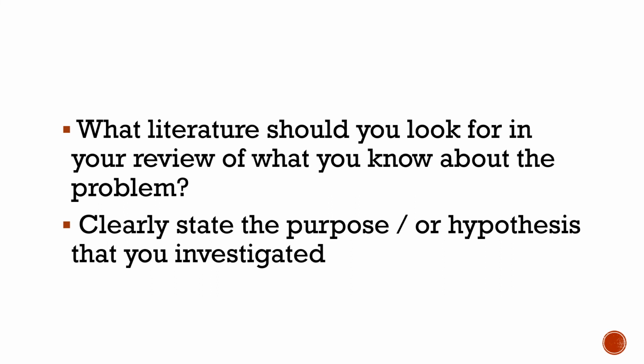Number three is, what literature should you look for in your review of what you know about the problem? Focus your efforts on the primary research journals, the journals that publish original research articles. Although you may read some general background references such as encyclopedias, textbooks, lab manuals, style manuals, etc. to get yourself acquainted with the subject area, do not cite these because they contain information that is considered fundamental or common knowledge within the discipline. Cite instead articles that reported specific results relevant to your study.